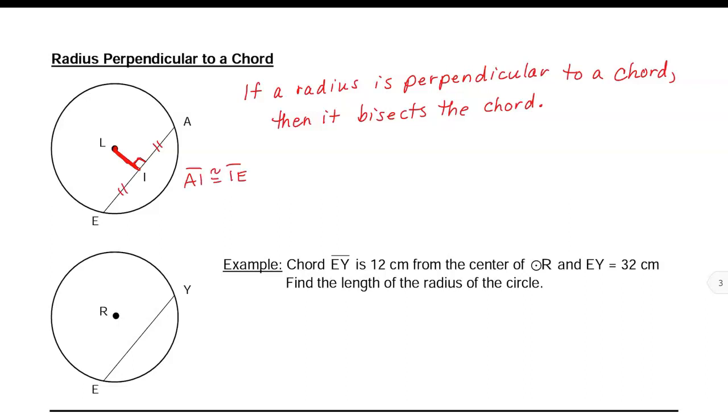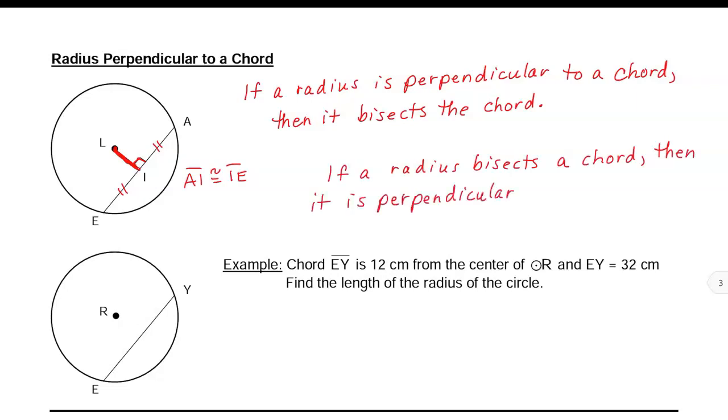The reverse of this is true. If a radius bisects a chord, then it is perpendicular to the chord. So I might start a math problem for you that looks like this. I'll draw a radius headed to that chord, and I will tell you that the chord got bisected. Once you know the chord got bisected, you can conclude that the radius is perpendicular to the chord as well.